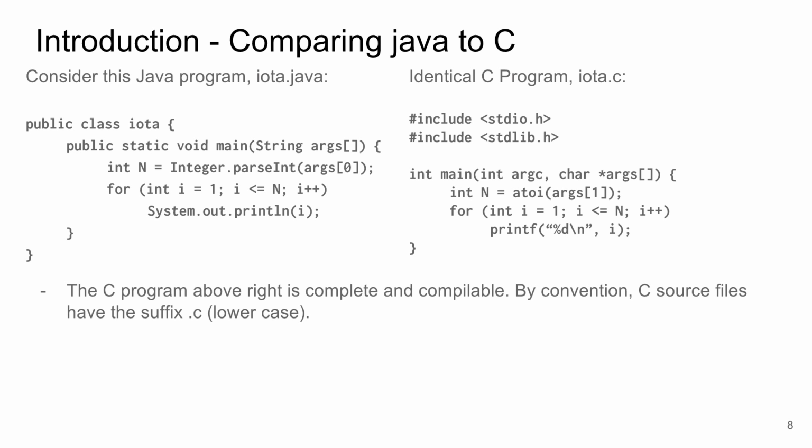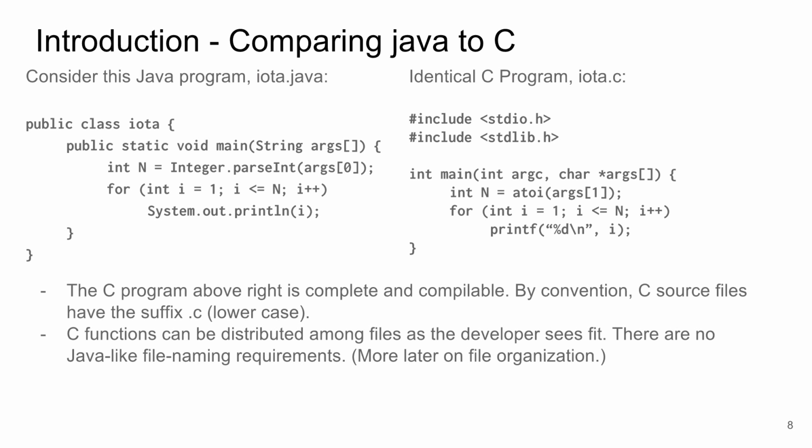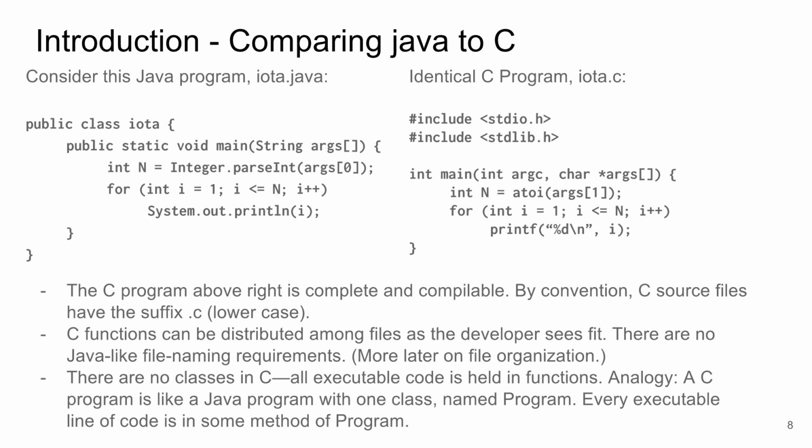Just a little bit of information. By convention, C source files have the suffix .c. So as you saw on the assignment spec, all of your programs will end with .c. C functions can be distributed among files as the developer sees fit. There are no Java-like file naming requirements. There are no classes in C like there are in Java. All executable code is held in functions, and a way you can think about it compared to Java is it's kind of like just one Java class file where all the code is contained in methods within that class.